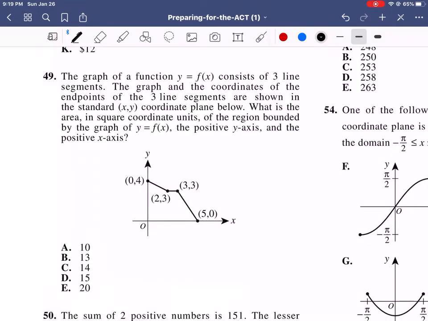The graph of a function y equals f of x consists of 3 line segments. So basically, it's asking what is the area bounded by the graph of f of x, because this is f of x, and the positive x-axis and y-axis. So this is it, and this is it. They're asking, this is the boundary, and what is inside of it?